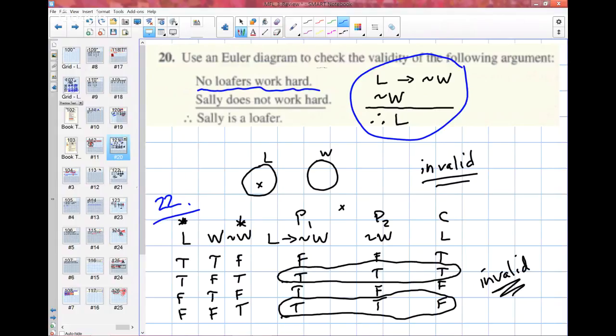So, good news. We only have 2 letters, L and W, so we only need 4 rows. I threw a column in, as you can see here, for not W. Again, it depends on how you want to do it. So when I did my first premise here, I could use these 2 asterisk columns, if L, then not W. And it's only false when the first is true and the second is false, and that only happens up here on the top.